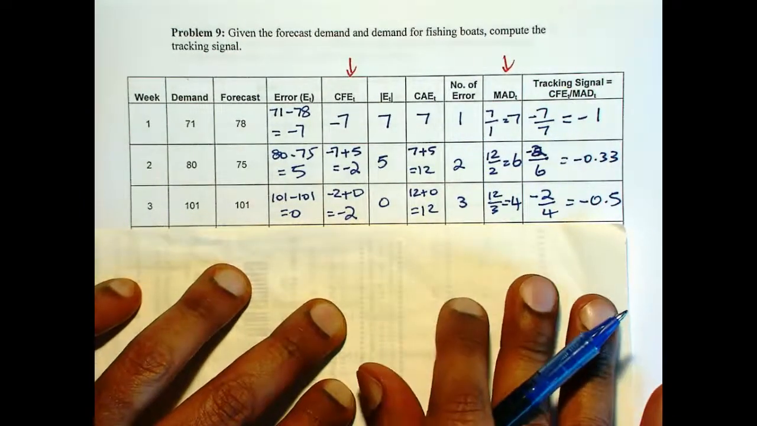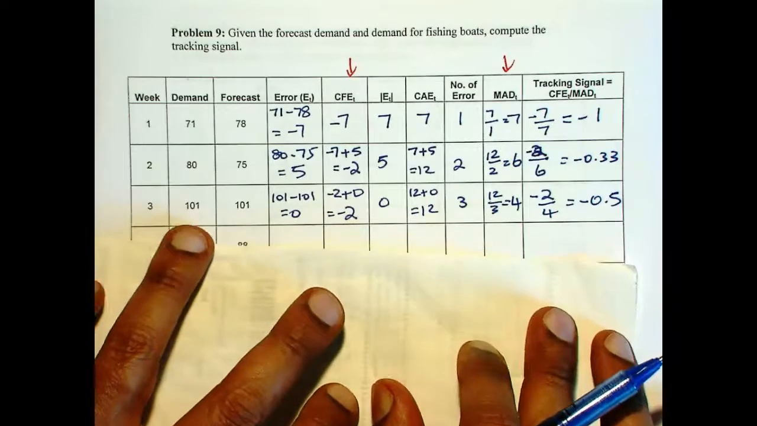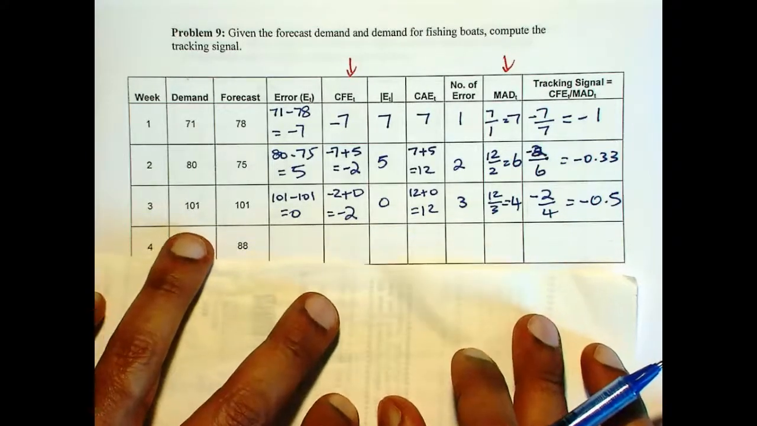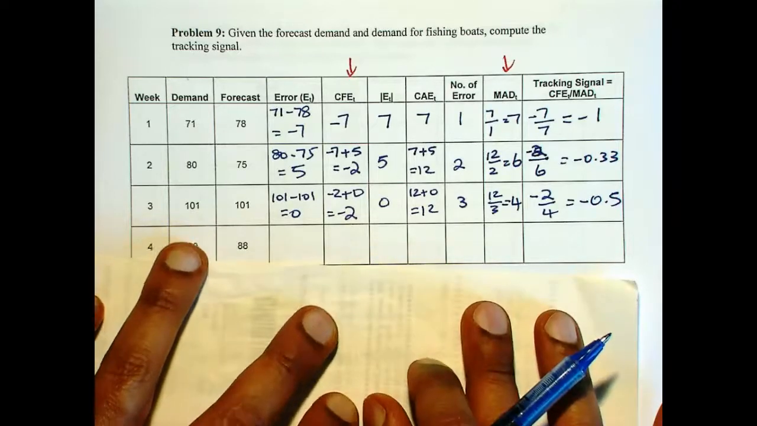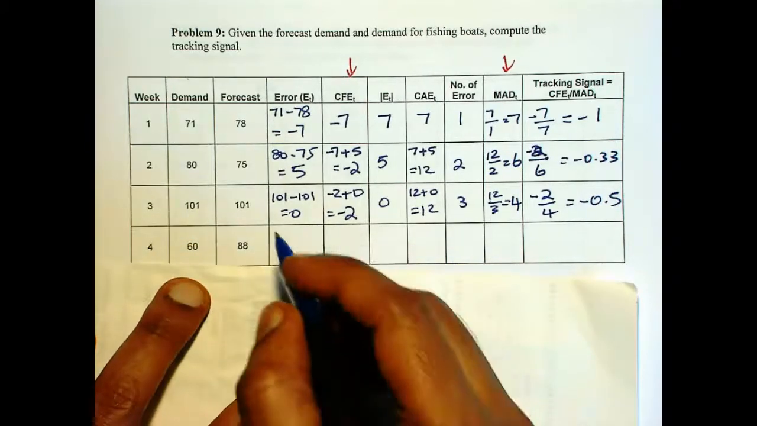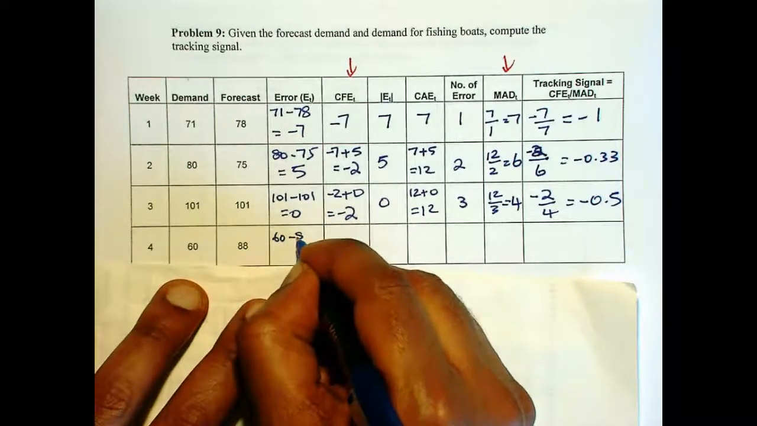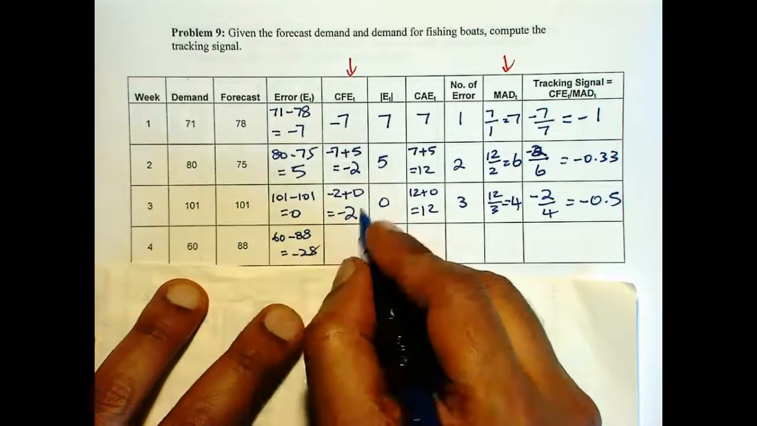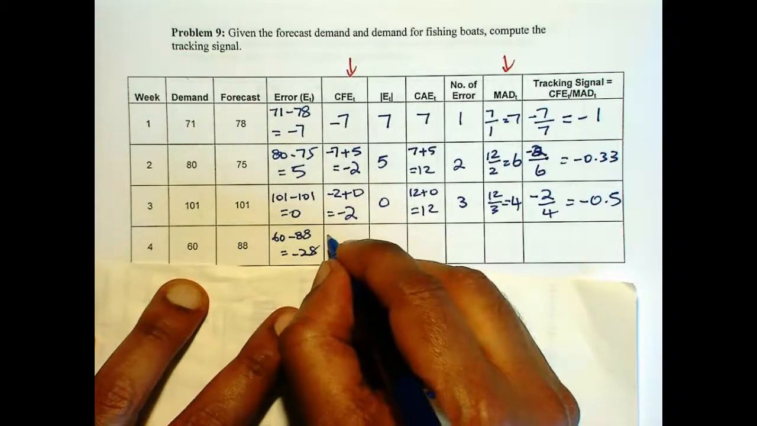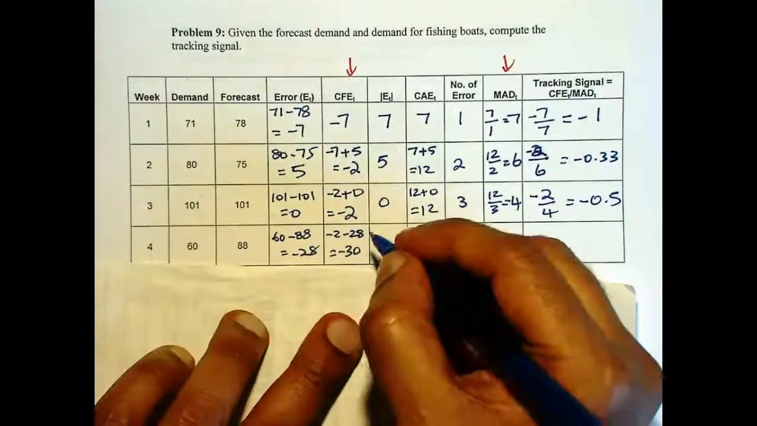Now week 4, the forecast was 88, the demand is 60. So 60 minus 88 is minus 28. Then we add this to the cumulative error of minus 2, and 28 is the absolute value, added to 12 is 40.